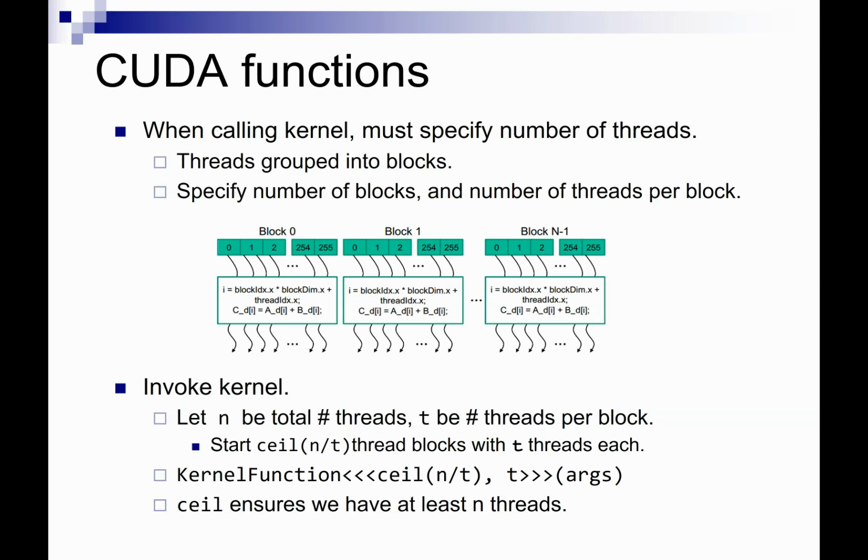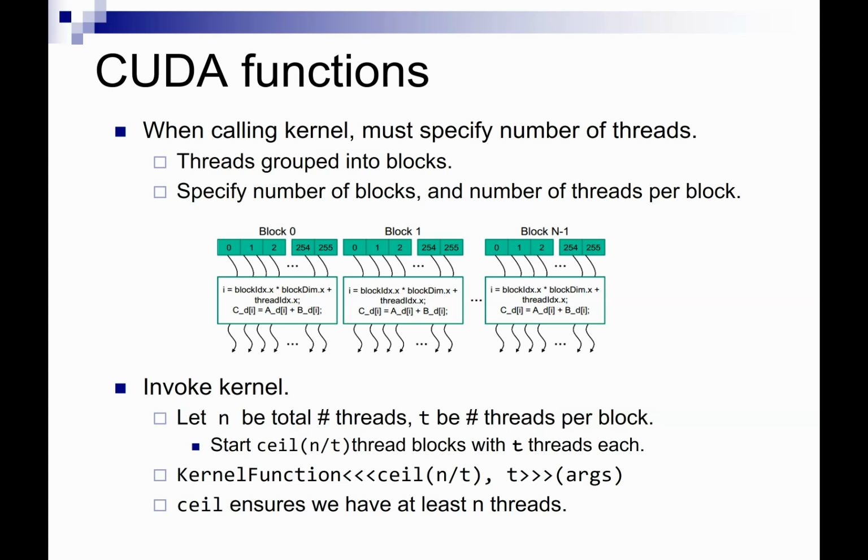Okay, so now that you specify how you want to call a function, in order to call that function from the CPU, suppose you want n threads total, and suppose you want to divide these threads between t blocks. Then you have n divided by t thread blocks, and we take the ceiling of this number.